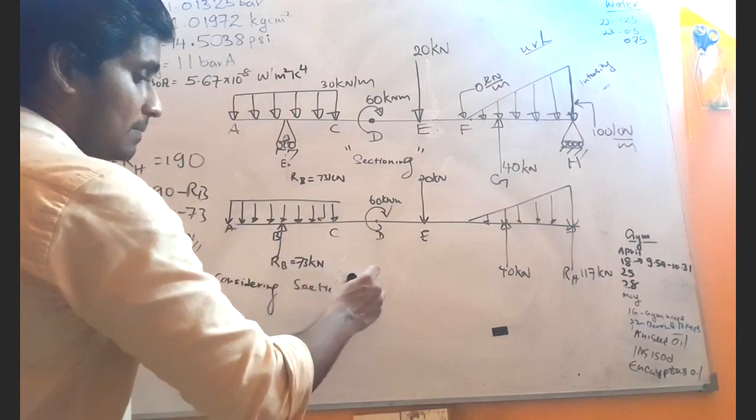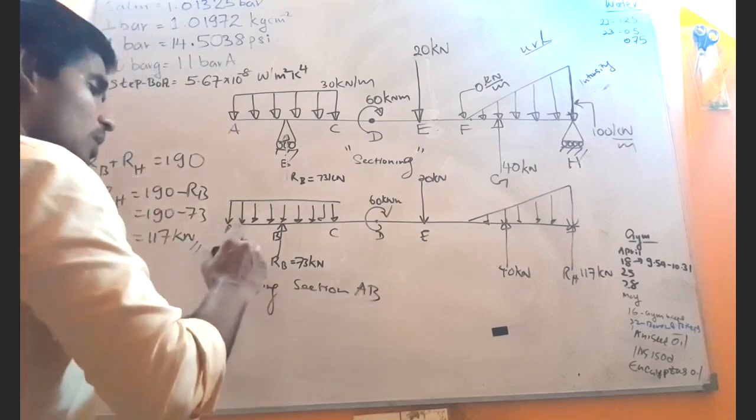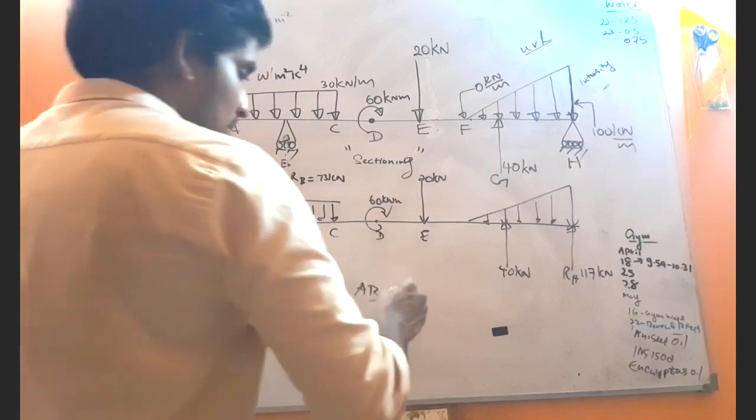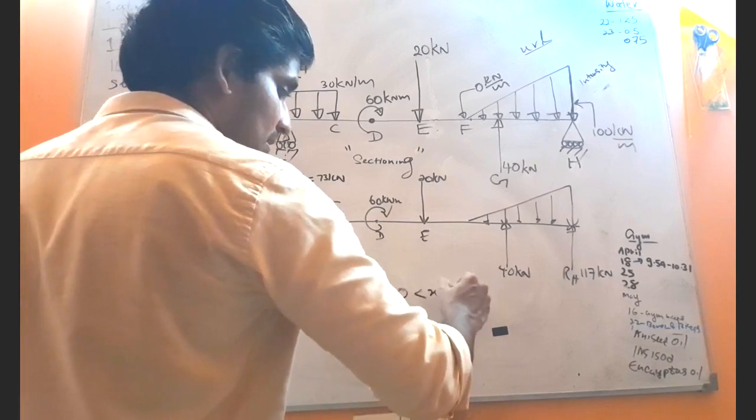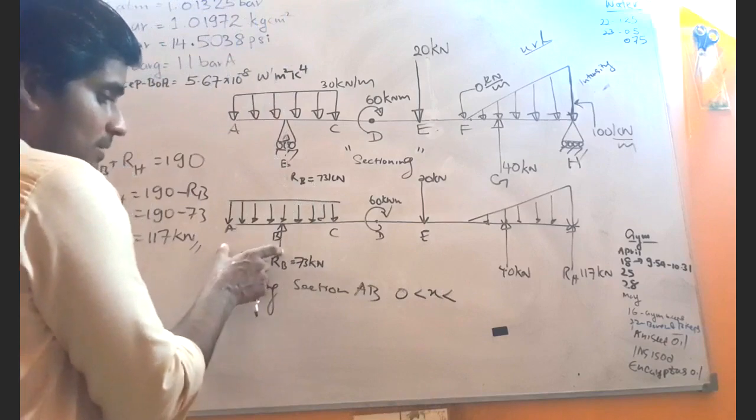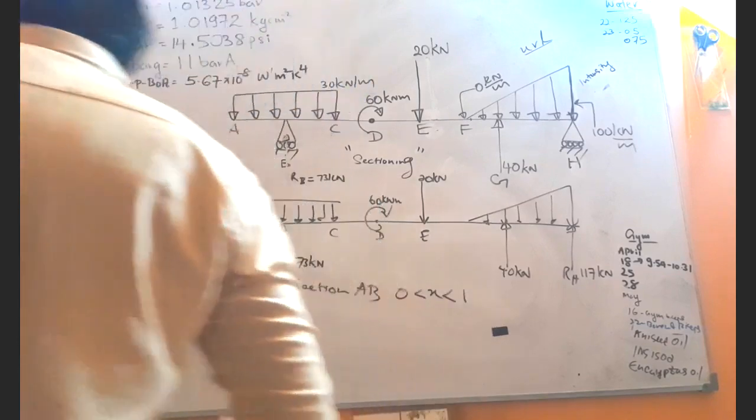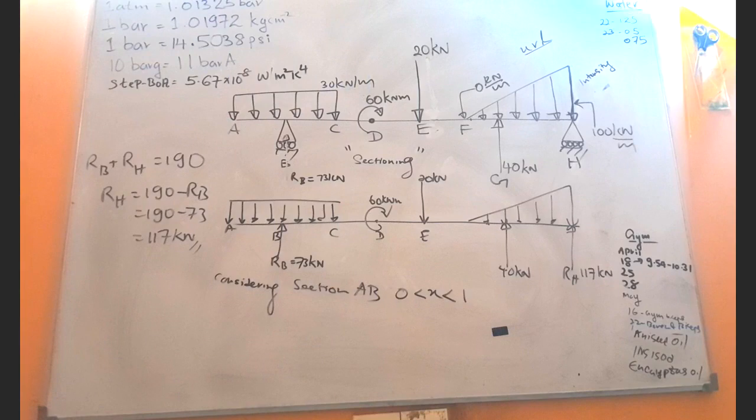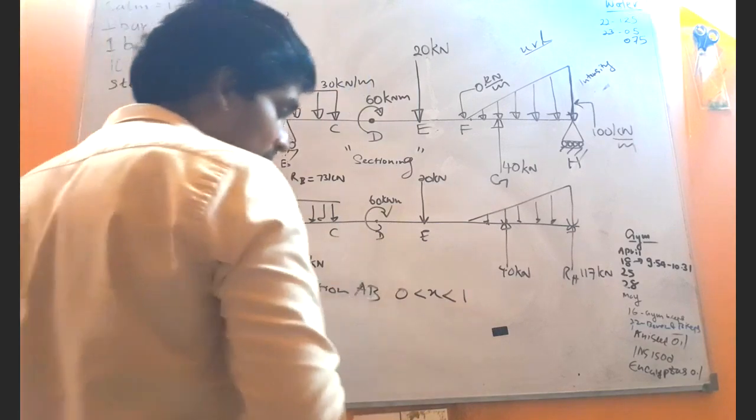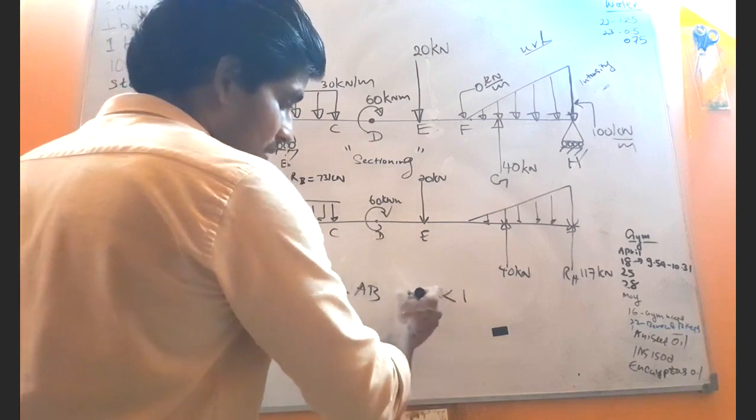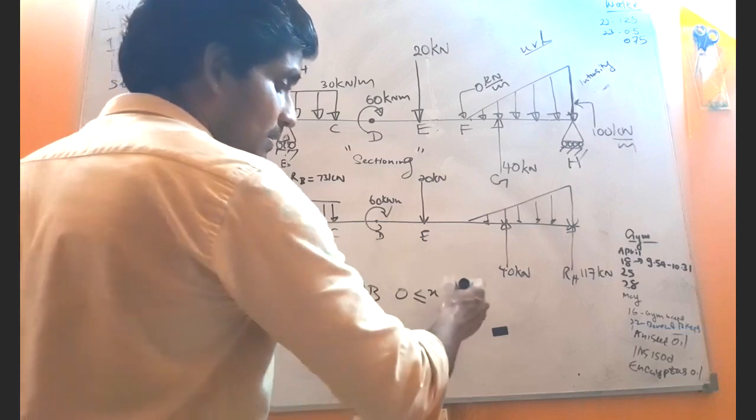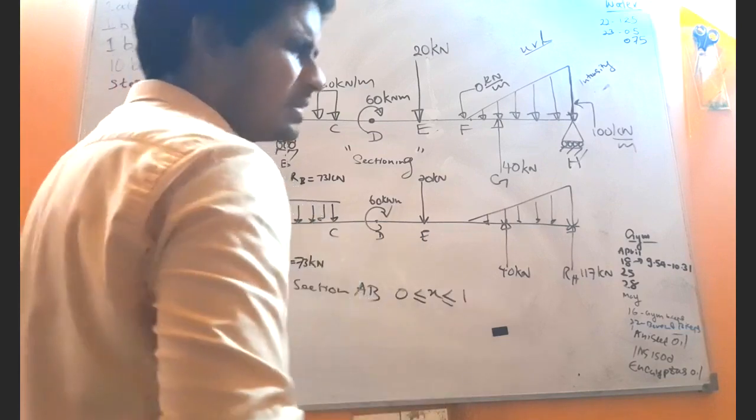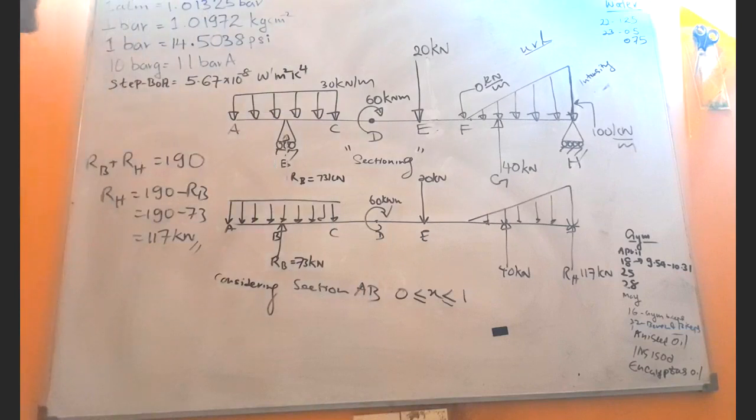Section AB, right? Now how do we define this section AB? 0 is less than x. Now what is the total length up to here? 1 meter. Right? So this is how we do that. And here we say not only greater, x is greater than or equal to 0 and less than or equal to 1. Right?